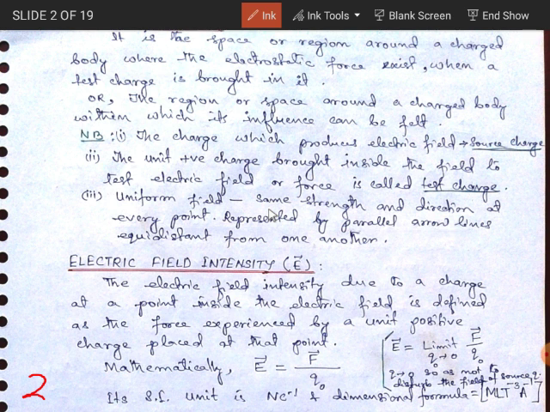The same strength means the same magnitude as well as direction at every point in it. In it means inside what we call the field, a uniform field. Clear? Yes. And this uniform field will be represented by parallel arrow lines equidistant from one another. Clear? Yes. Now next, let's try to see electric field intensity.